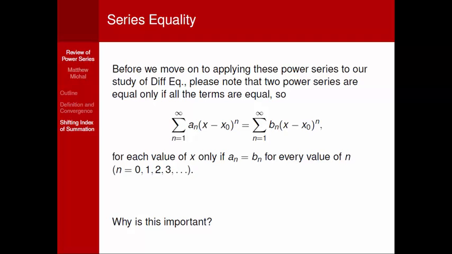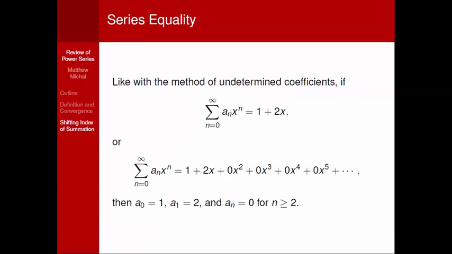Lastly, remember that two power series are only equal if our a_n's are all equal to our b_n's for every value of n in our limit. Why is this important? Remember what I said, that I'd mentioned undetermined coefficients earlier? Well, what happens if I have some power series equal to some polynomial, or just some constant 0? Well, we start noticing patterns.